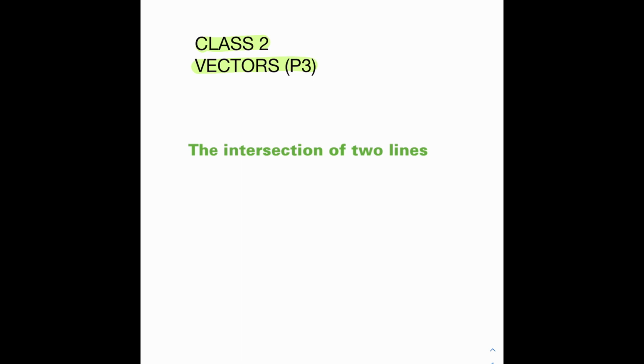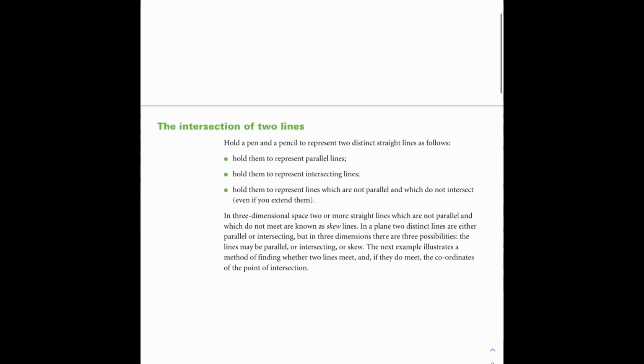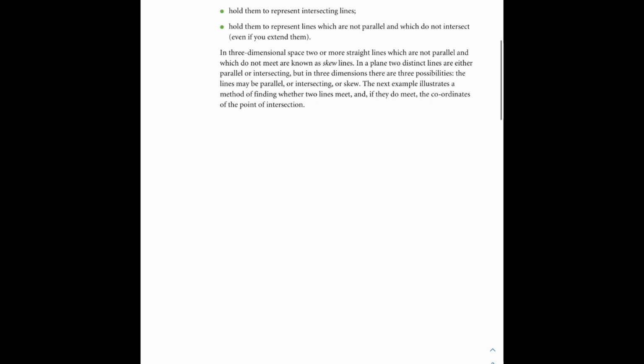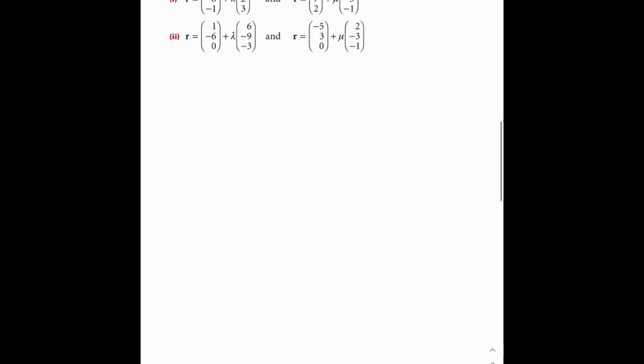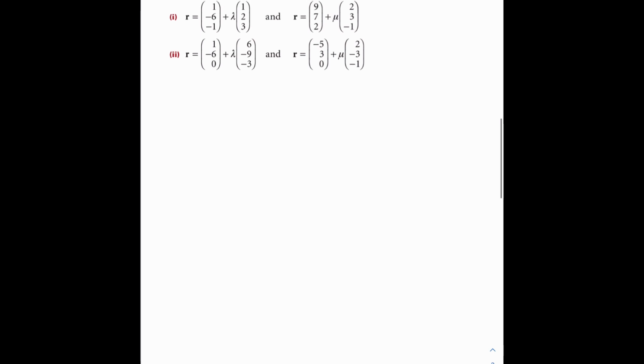Today we're going to learn about intersecting lines. In two dimensions, if there are two lines, they may be intersecting or they may not be intersecting. There's no third possibility. If they are not intersecting, that means they are parallel.